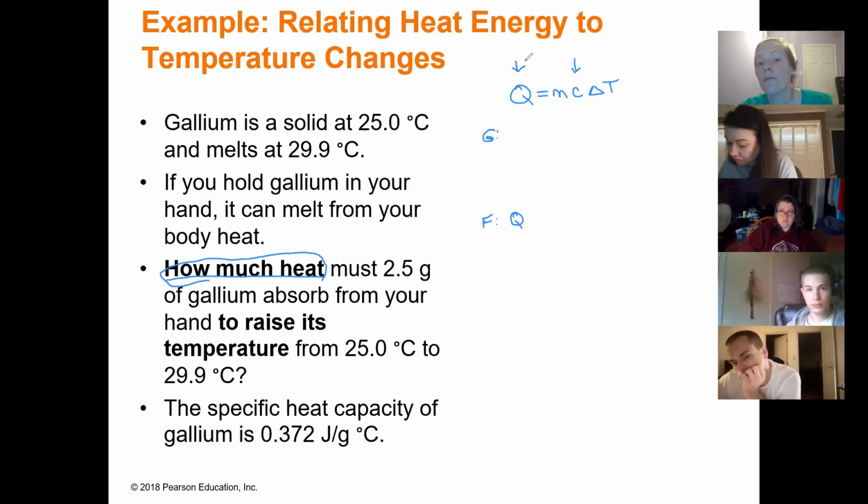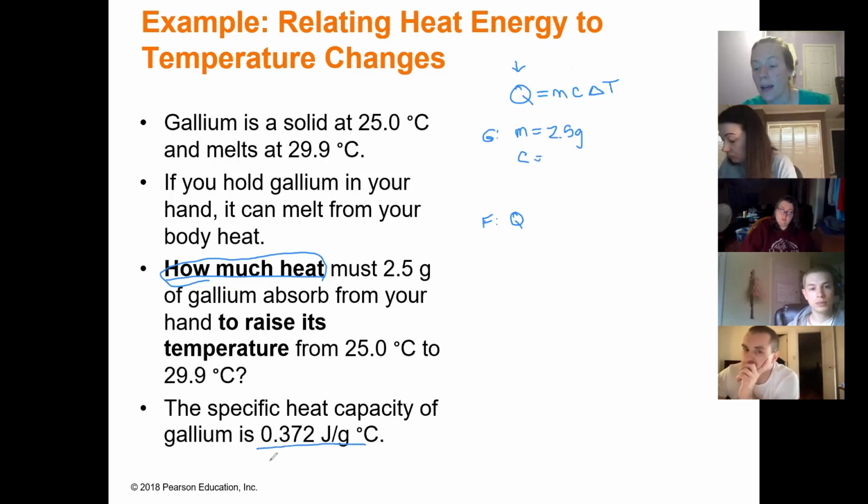So if we're going to solve for Q, that means we better have information on all the rest of the stuff. Do we know the mass? We do. 2.5 grams. Do we know the specific heat? We do. They give it to us at the very end here. Okay, they kind of throw it in as an appendix. So we have 0.372 joules per gram degree Celsius.